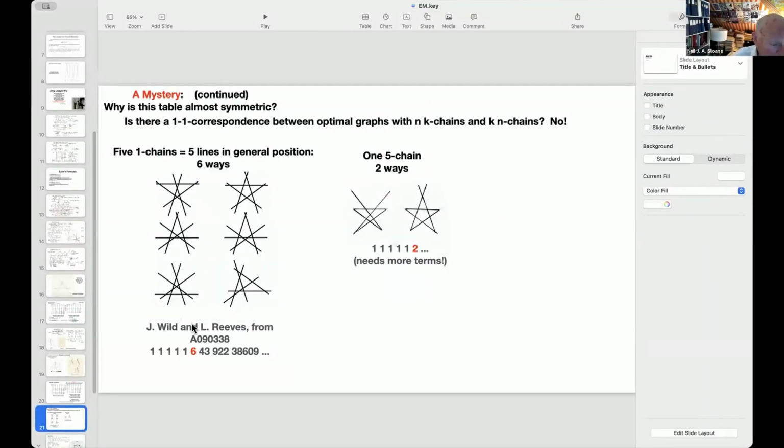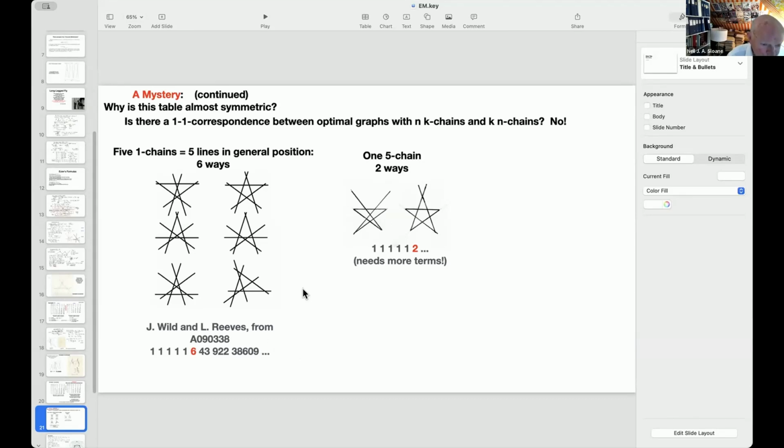Anyway, so it's sequence 90338. Other people have extended this, and we now have 9 terms. It's the number of ways to place n lines in general position. If you put down 1 line, there's only 1 way. 2 lines, only 1 way. But when you get up to 5 lines, there are 6 ways. And here they are. They're obviously different. And so that's the 5th term in this sequence.